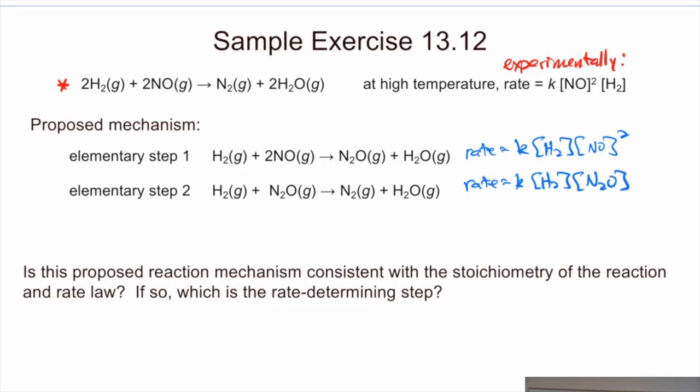And N2O doesn't even appear in our overall reaction. So this must be an intermediate if it's correct. Here I'll just put I for intermediate. Well, no, let's write it out. Intermediate. Okay? And the proposed rate law for elementary step 1 matches, I just wrote it backwards, it matches what we found experimentally.